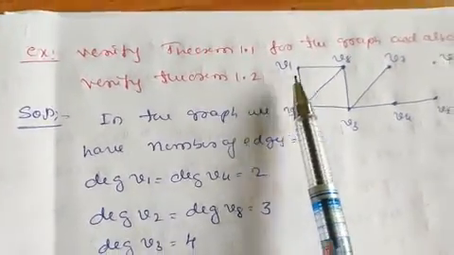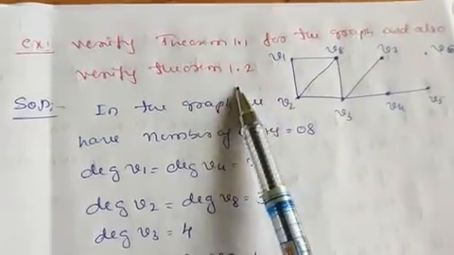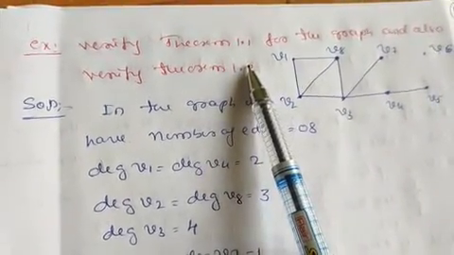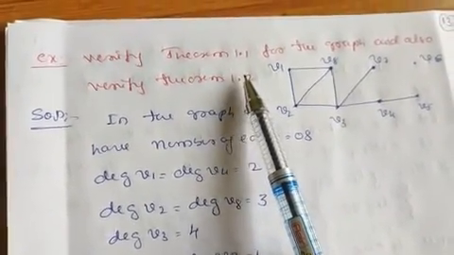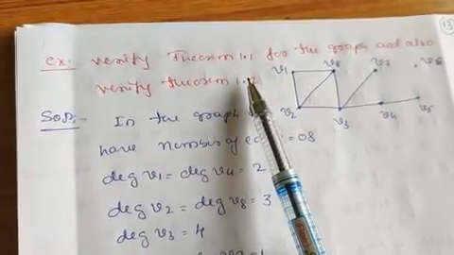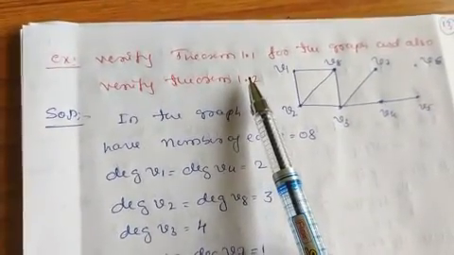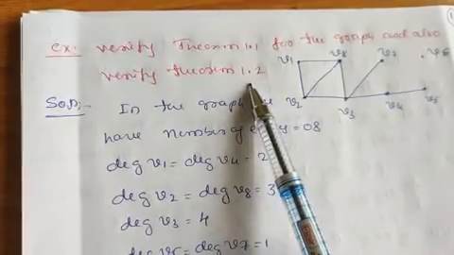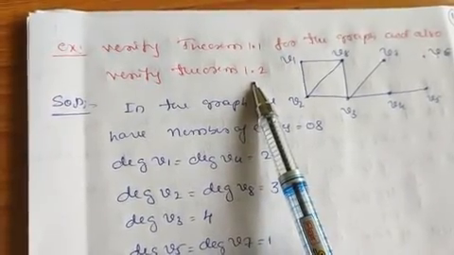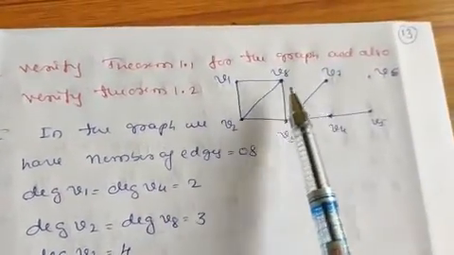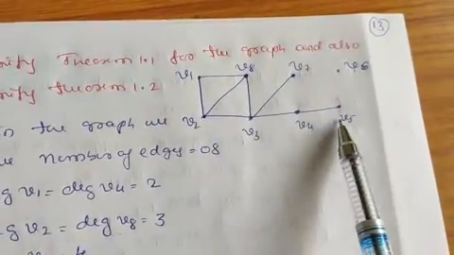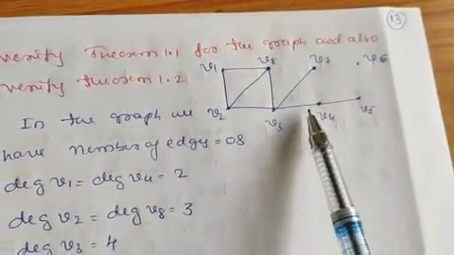Verify theorem 1.1 for the graph and also verify theorem 1.2. Theorem 1.1 is nothing but sigma i equals 1 to P of Vi equals 2 times Q, and the second theorem is that the number of odd degree vertices is always even. So here it is given. Here we have how many vertices? We have 6 vertices and this is the graph.